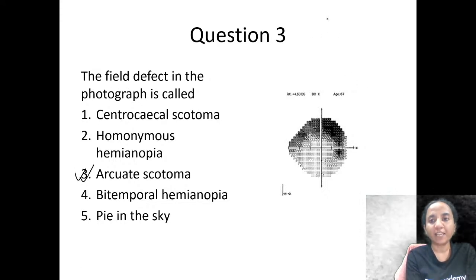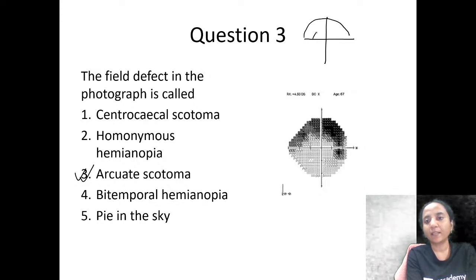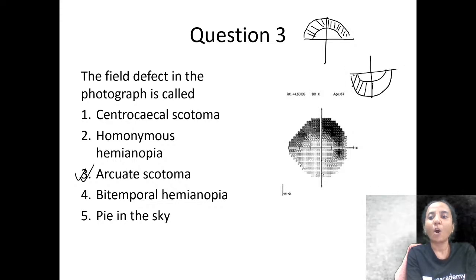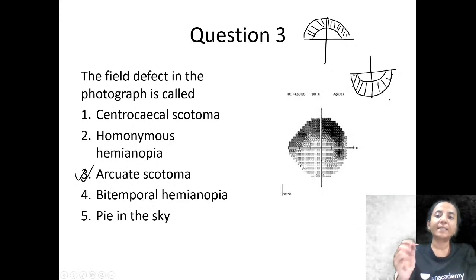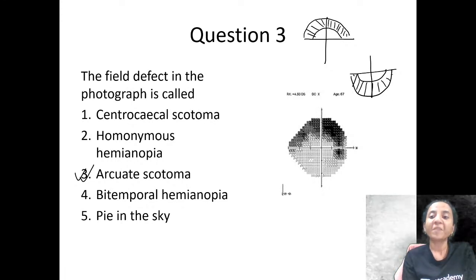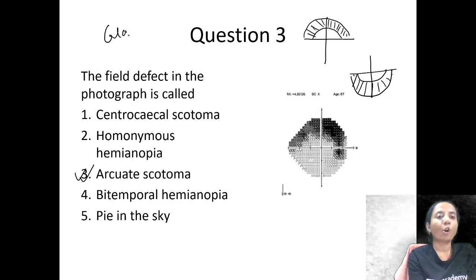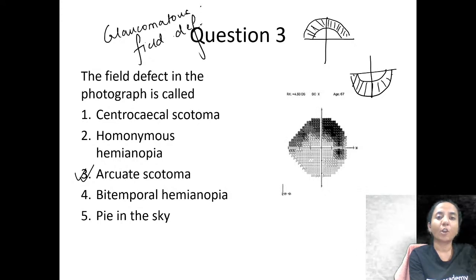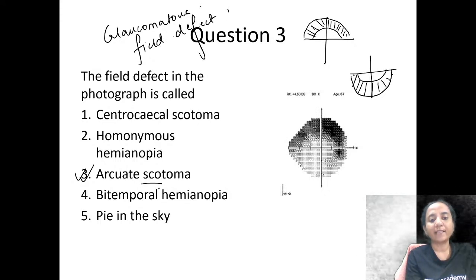Now see, this is a field defect which is respecting the horizontal meridian. It is on one half of the horizontal meridian. It can be like this or it can be like this also, that is, it can either be on the lower half or the upper half, but it is respecting the horizontal meridian, right? Defects which respect the horizontal meridian are generally glaucomatous field defects. So this is very typical of glaucoma. This is a glaucomatous field defect and it is called the arcuate scotoma.